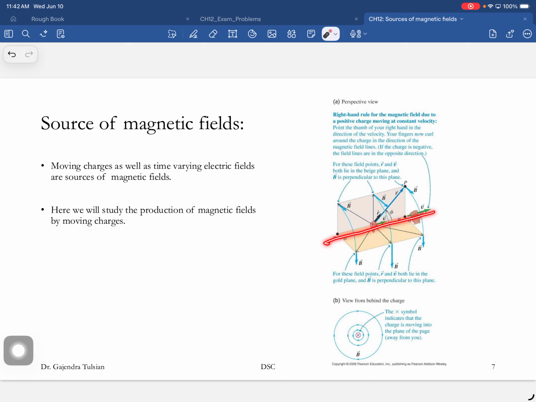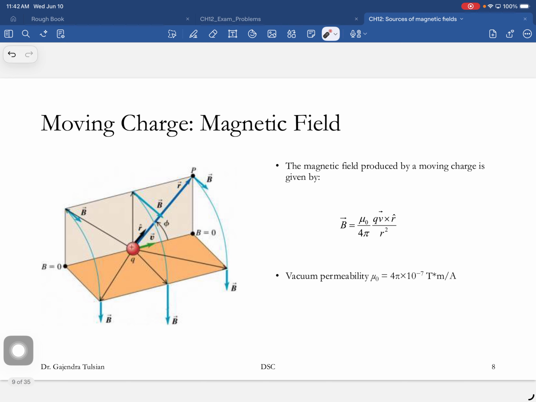That's true only if you have an infinite stream of charges and they've been moving forever. Okay. So anyway, now we'll give you the effective field produced by this guy. There's the direction, and here is the expression.